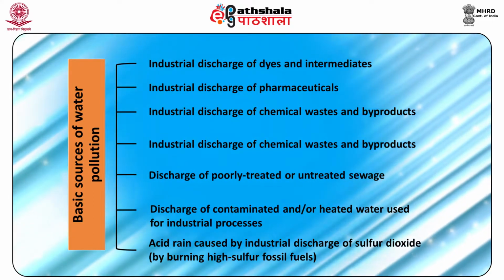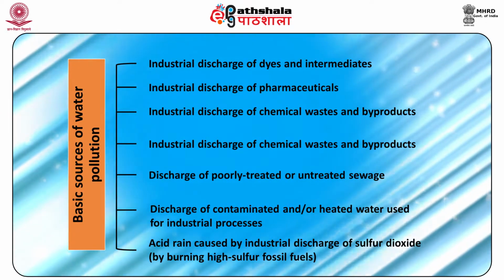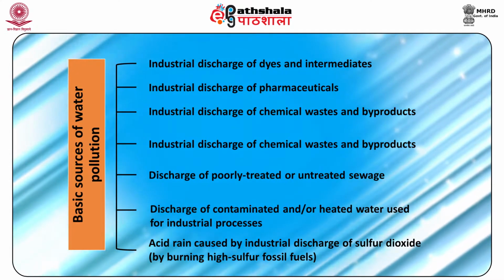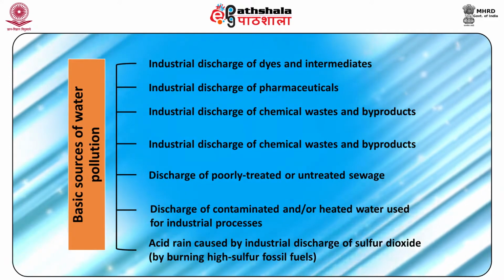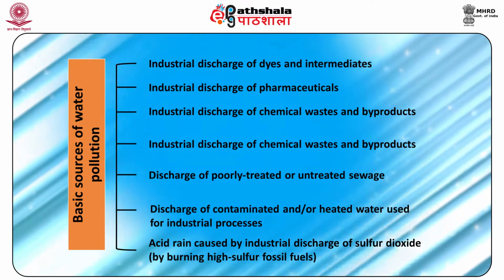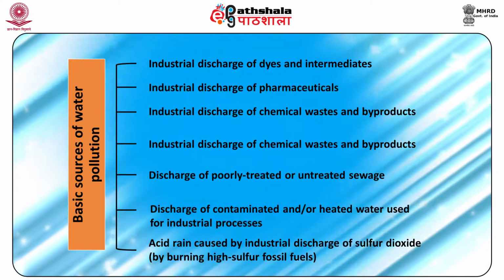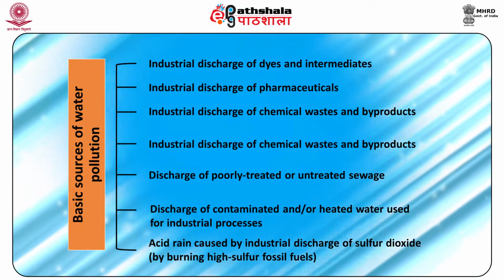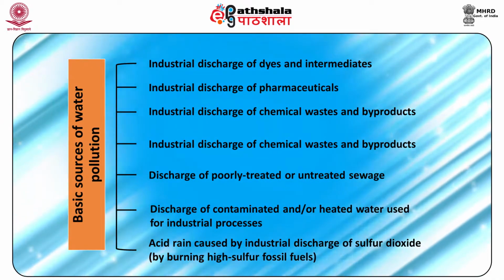And another source of water pollution is acid rain, which is caused by industrial discharge of sulfur dioxide, which in turn is produced by burning high sulfur fossil fuels. And some of these things you are already aware of, but let us look in more detail at what all these are and how the control can be done.